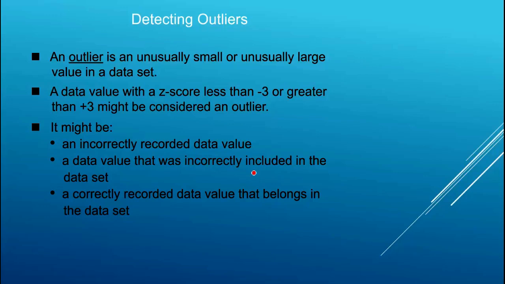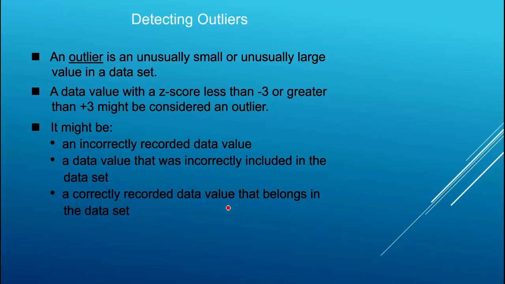An outlier might be an incorrectly recorded piece of data. When people are typing in data manually, for example, it's very easy to miscode a particular data value. It could be a data value that just didn't belong in the data set at all, or it could be a correctly recorded data value that does in fact belong in the data set, which makes it sometimes more difficult to decide what to do with the outlier. Often it's best to present two sets of results, one that includes the outlier and one that does not. In many cases, particularly in a large data set, your conclusions might not change all that much.